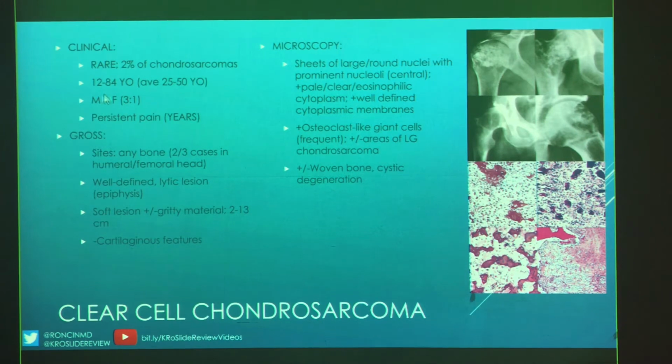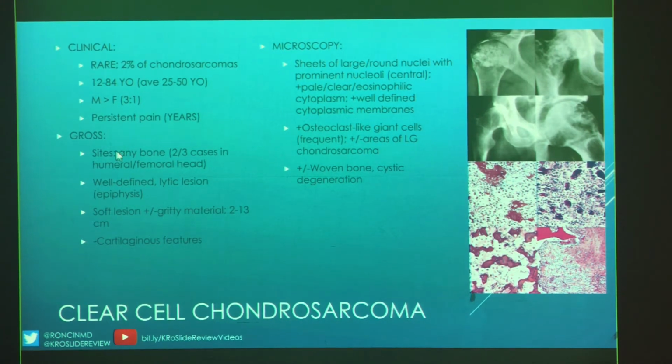And these lesions cause persistent pain for years. So these patients will be suffering for years at a time. So that again seems to be a relatively common theme with a lot of these lesions, is that they're very painful.